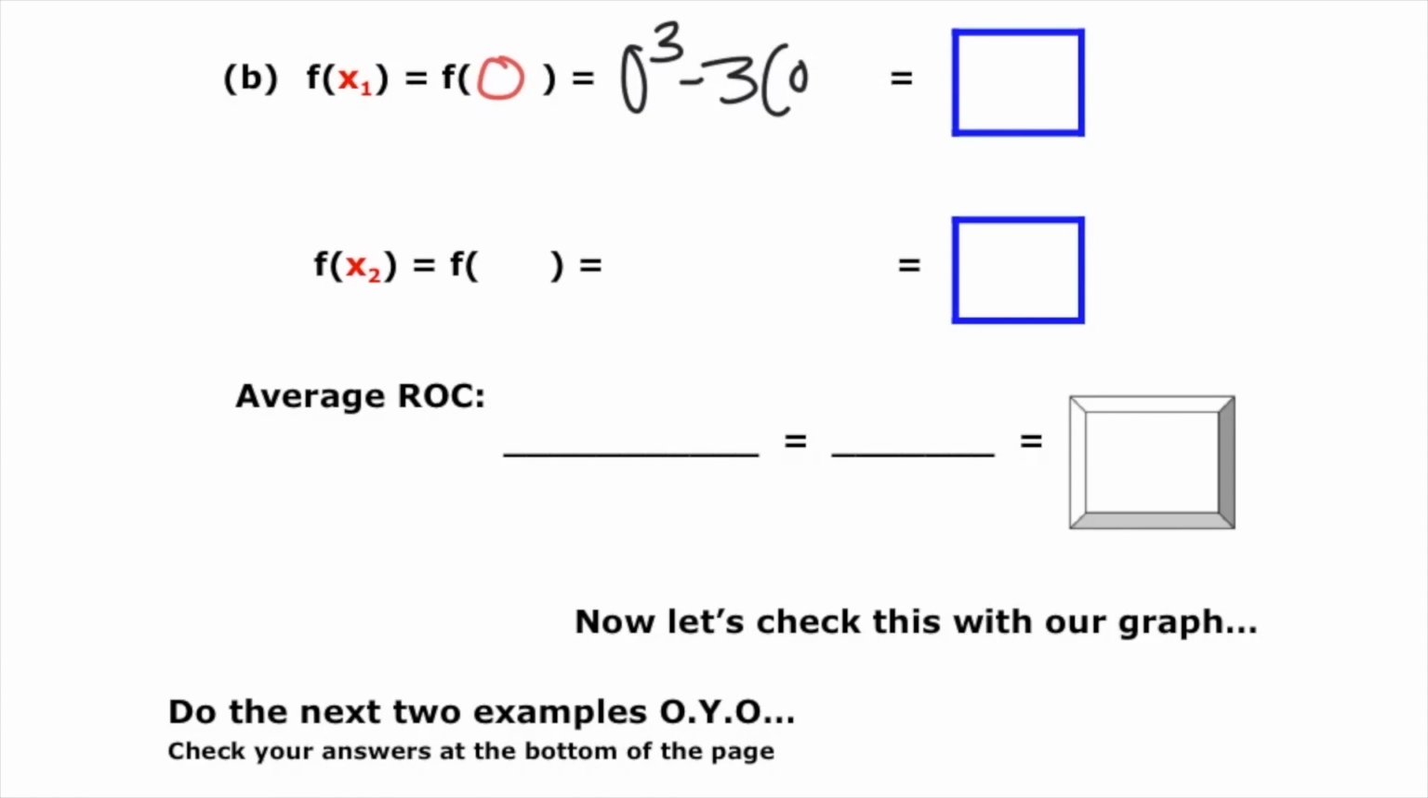minus 3 times 0. You can tell I'm doing this during a prep period because there's our bell. Sorry about that, you guys.